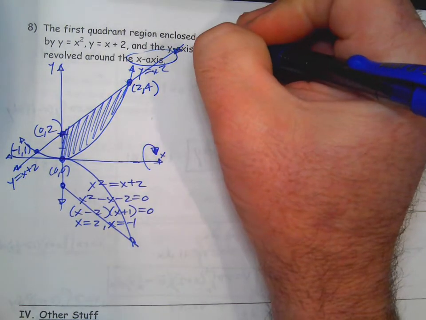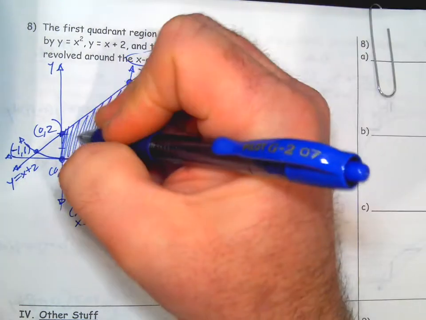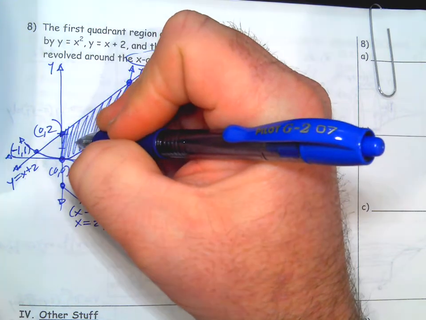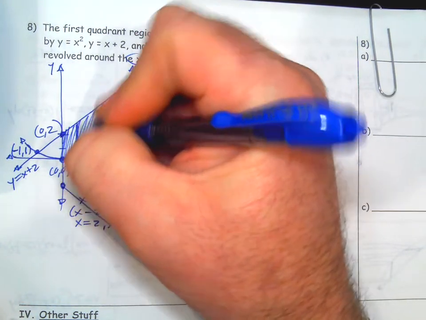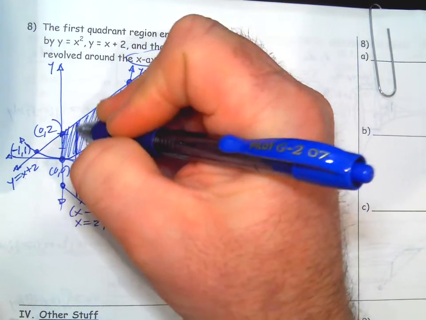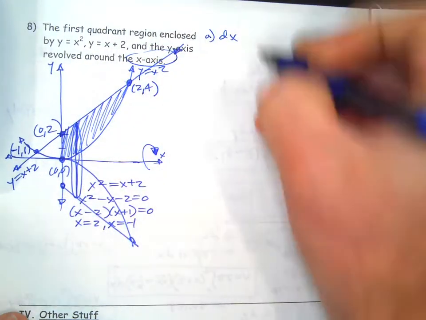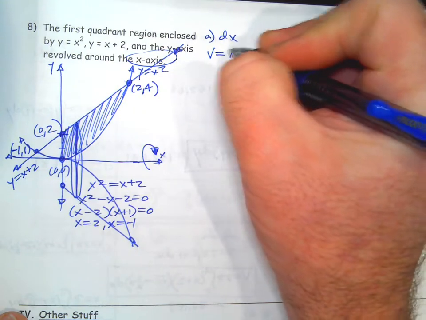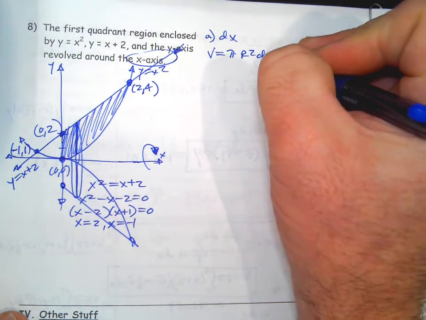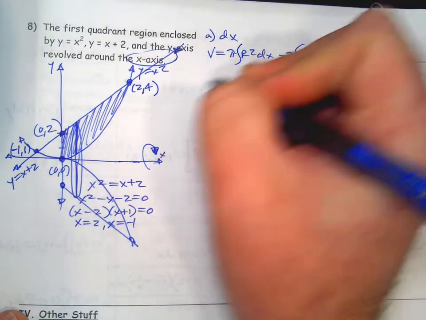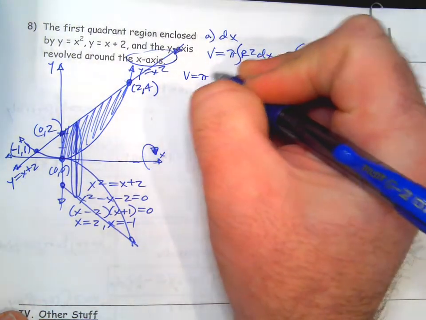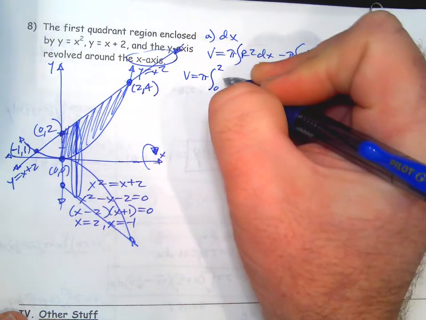And A, we're still doing dx. Now A is going to be vertical slicing. So I guess we just do it right here. So we're going to get disk washers, pi r squared dx minus pi little r squared dx. Integrate. We're integrating the x direction 0 to 2.